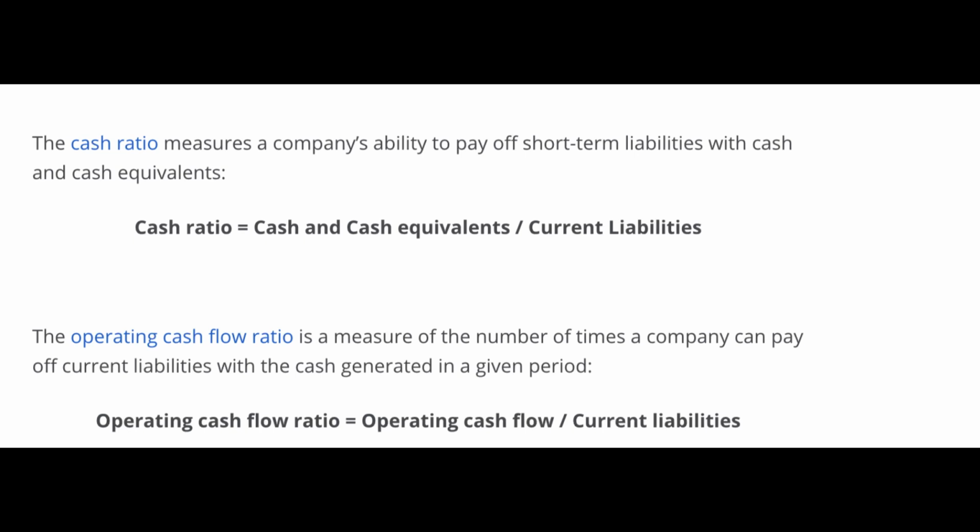The operating cash flow ratio is a measure of the number of times a company can pay off current liabilities with the cash generated in a given period. Operating cash flow ratio equals operating cash flow / current liabilities.